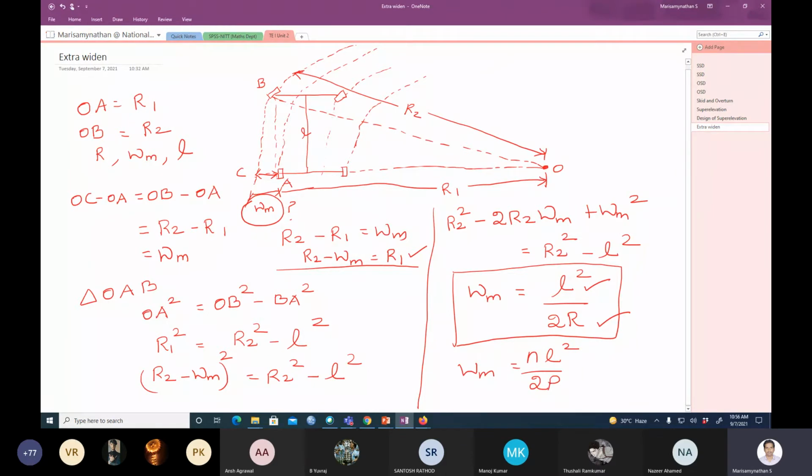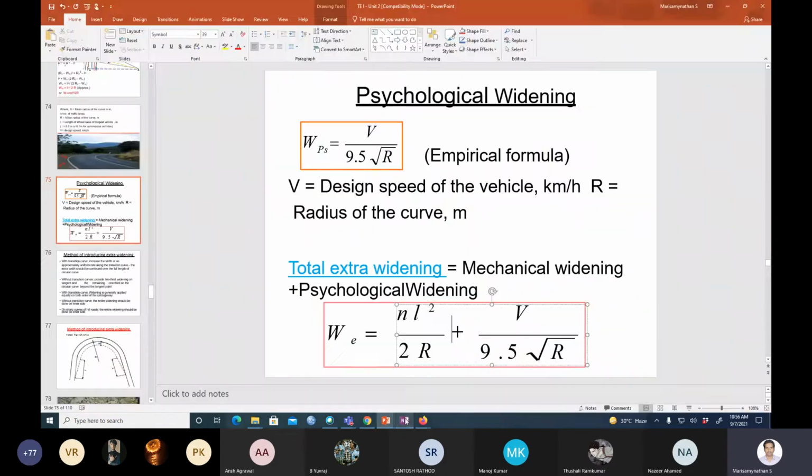If it is single lane, N is 1. If it is 2-lane, it is 2. So according to that, we are defining. So this is the final equation. Let us solve any one or two problems, so definitely you will get better clarity.